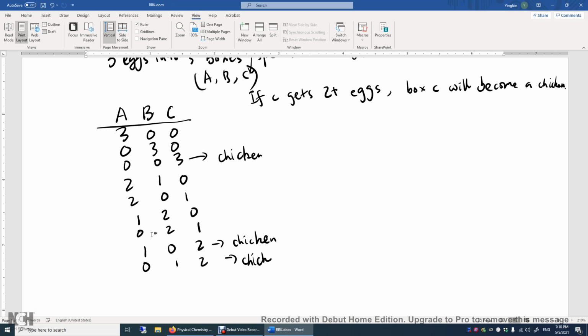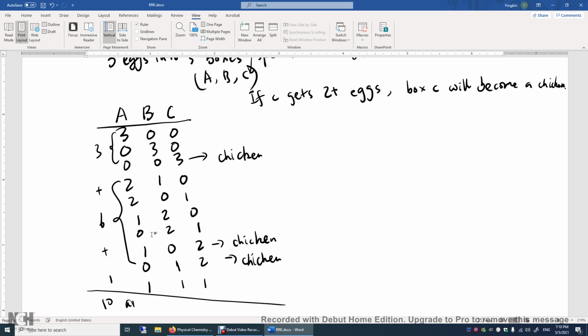And then over here, we get chicken. Finally, we can have 1 egg in each of the 3 boxes and no chicken. All right, so if we count the total number of arrangements, we have 3 here, we have 6 here, we have 1 here, and 3 plus 6 plus 1, we have 10 arrangements. What's the probability of getting chicken? Actually, 3 arrangements out of 10 will result in us getting a chicken. So 30%.